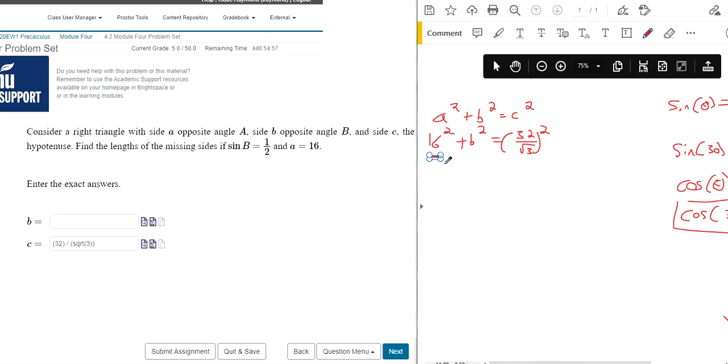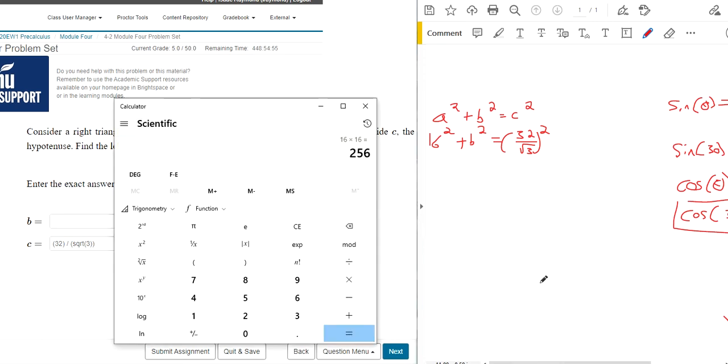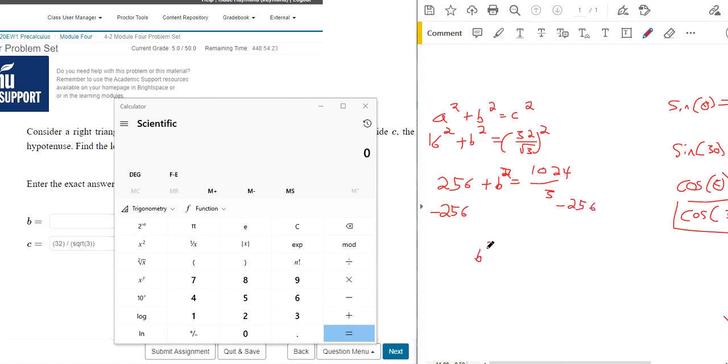But so 16 squared is 256. And then look, when you square this one, 32 squared makes 1024. The square root of 3 squared gives you just 3. And I don't think that's divisible by 3. No. So we've got to leave it like that. So still trying to get B by itself, not relying on decimals because I said exact answers. So let's subtract 256 from both sides. So we get B squared equals 1024 over 3 subtracted by 256.